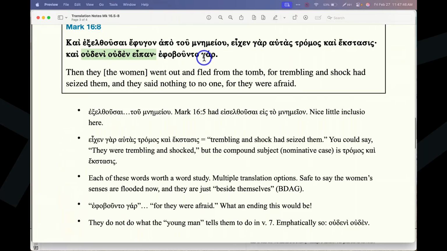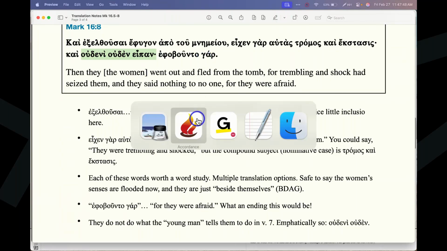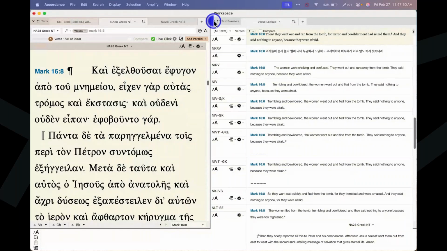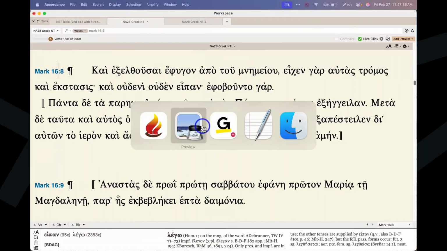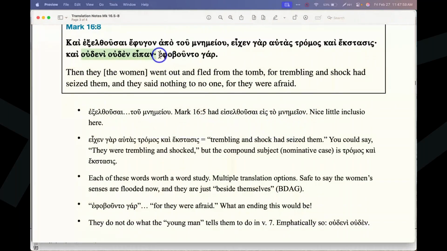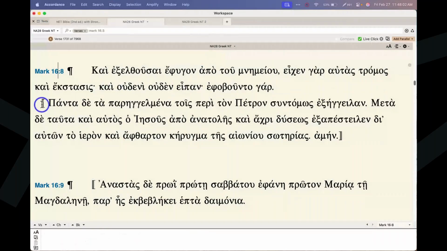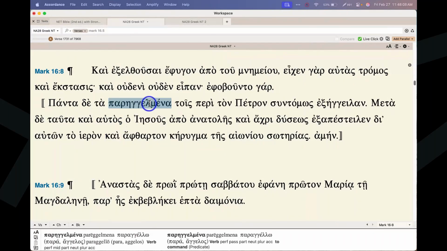Ephobounto gar. Now, if this were the ending of Mark, which it may well be in my opinion, what an ending this would be. Again, the translating is easy enough with this word, but part of translation is figuring out what's part of the earliest attainable text as best as we can figure it. And we've done some text criticism in these sessions together.